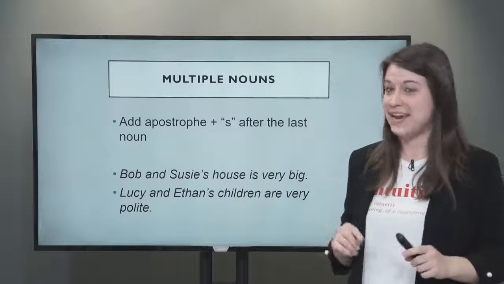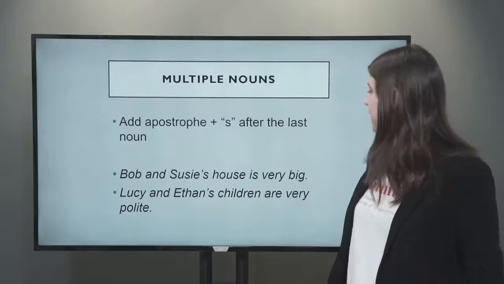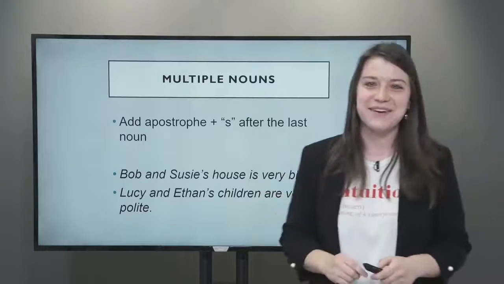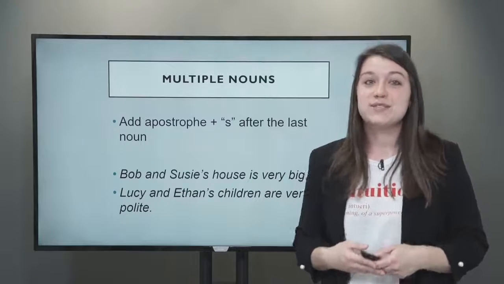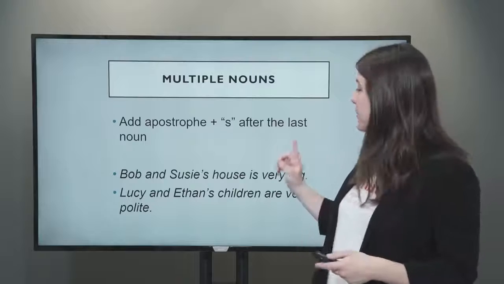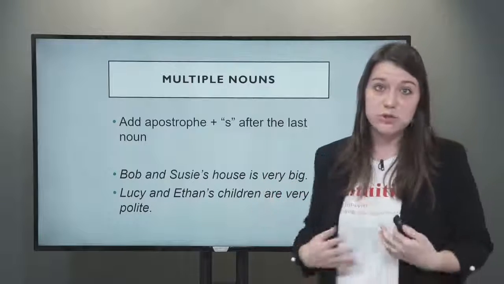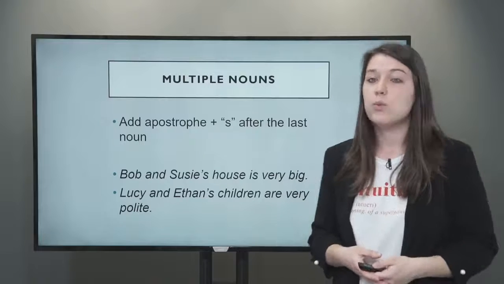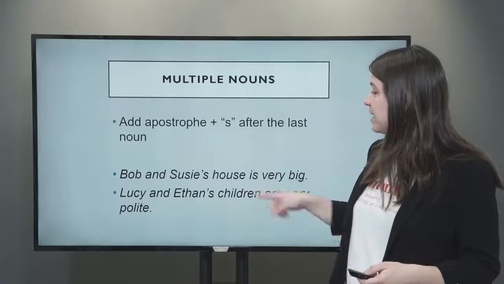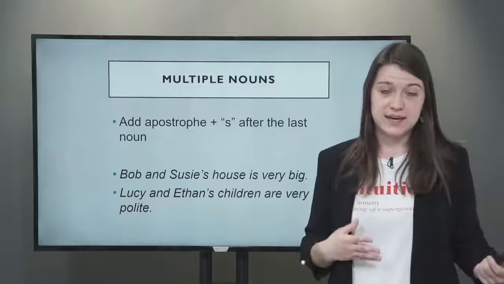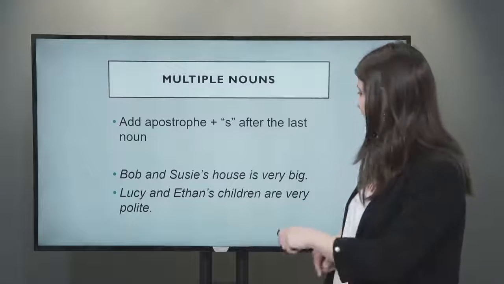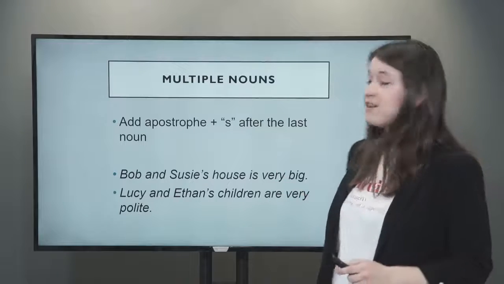So as I was saying, multiple nouns. Okay, so Lucy and Ethan's children are very polite. In this case, Lucy and Ethan, the children are theirs. They're both Lucy's and Ethan's. So we put an apostrophe S at the end of the last person that you're talking about. In this case, it's Ethan. Lucy and Ethan's children are very polite.